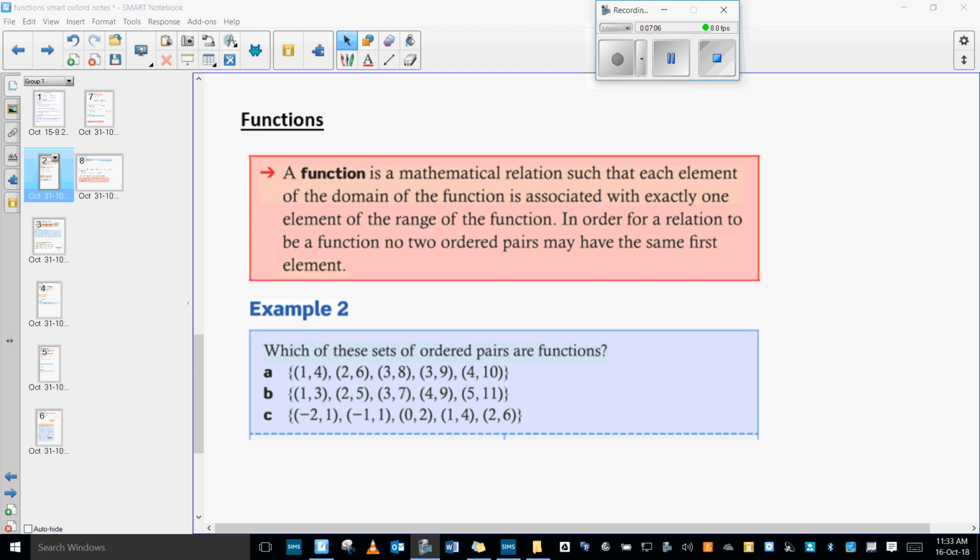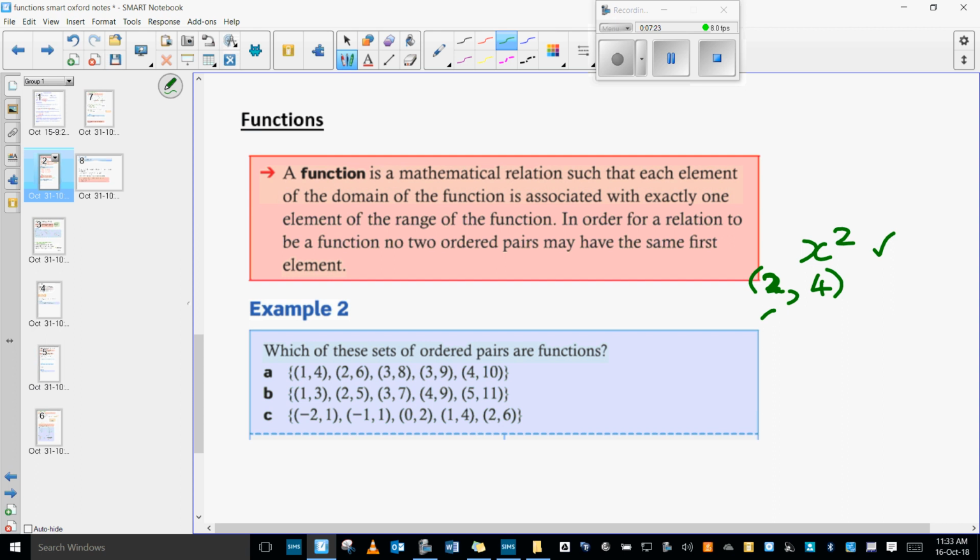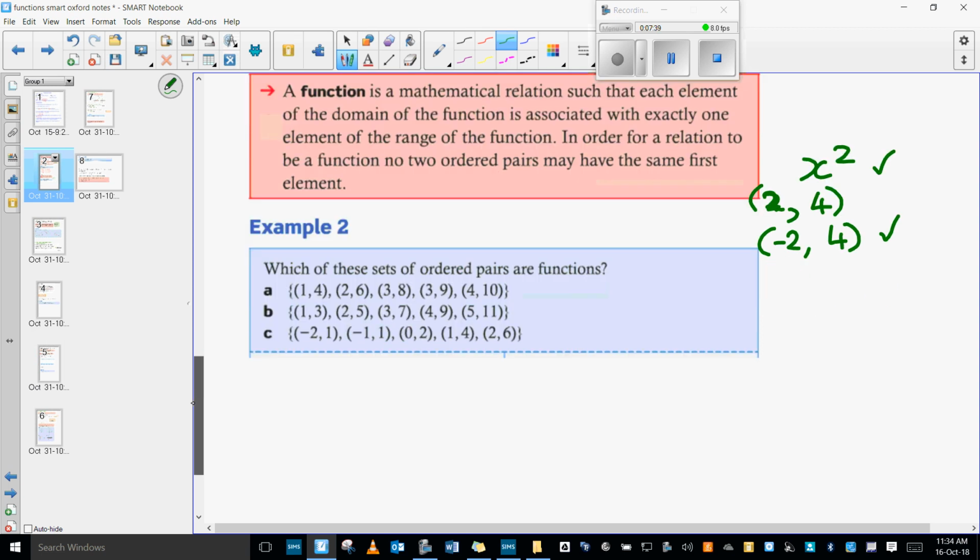For example, we know that if we were talking about x squared, I know this is a function. If I had 2, I would have the value 4, yes? If I had -2, I would have the value 4, okay? That's allowed. So I can have the same y value, I cannot have the same x value. Does that make sense?